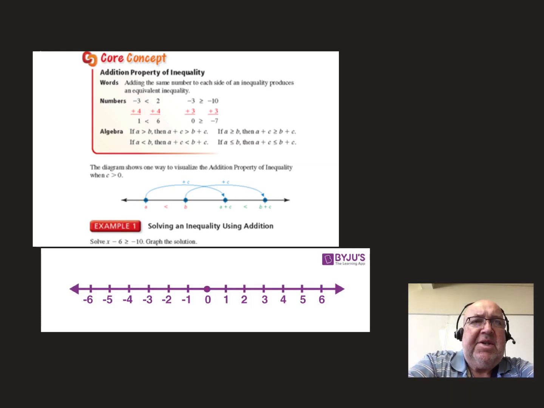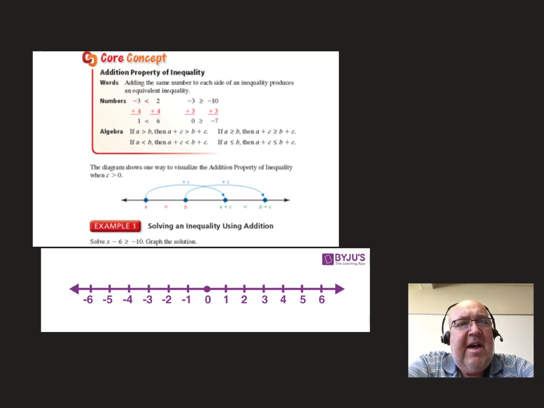Earlier we used the addition property of an equality. Today we're going to use the addition property of an inequality, meaning that if I add something to both sides of the inequality, I end up with the same thing.